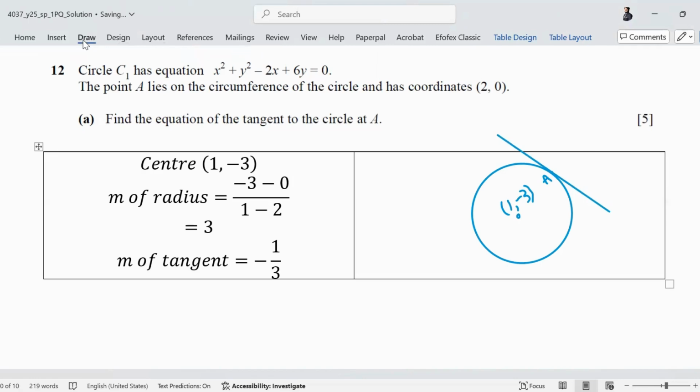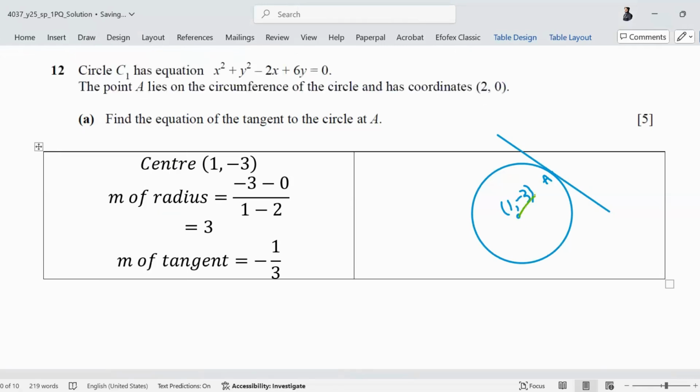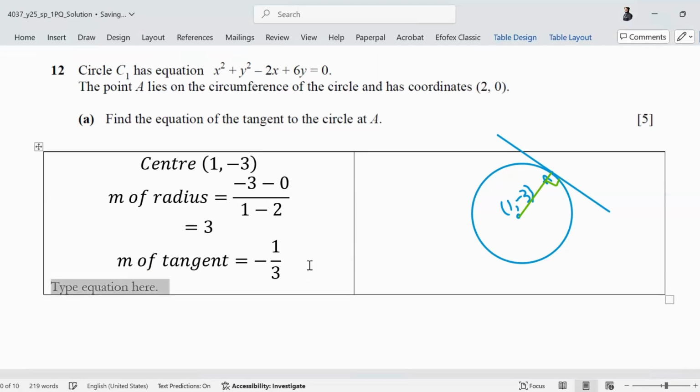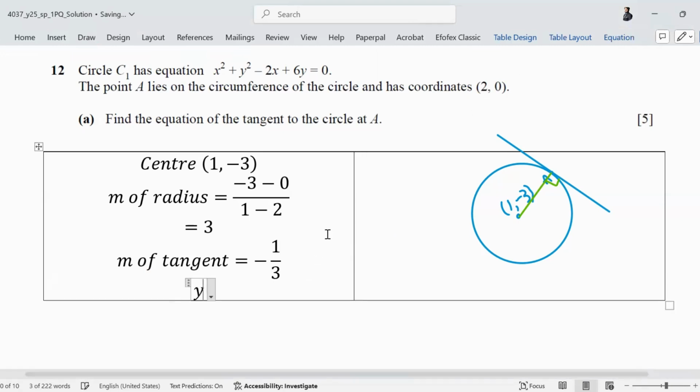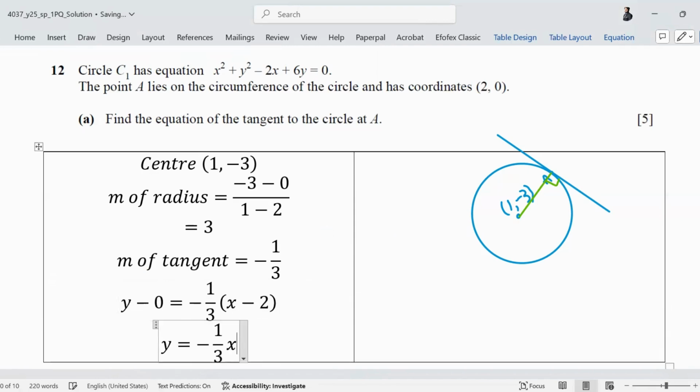So what have we done? We have first figured out the gradient of the radius, which is a line from the center to the circumference, and we have said that the tangent is perpendicular to the radius. And now I already know the coordinate, which is 2, 0. Y minus y1 is equal to m bracket x minus x1. Y is equal to -1 over 3 x plus 2 upon 3. And this is how I can find the equation of the tangent.